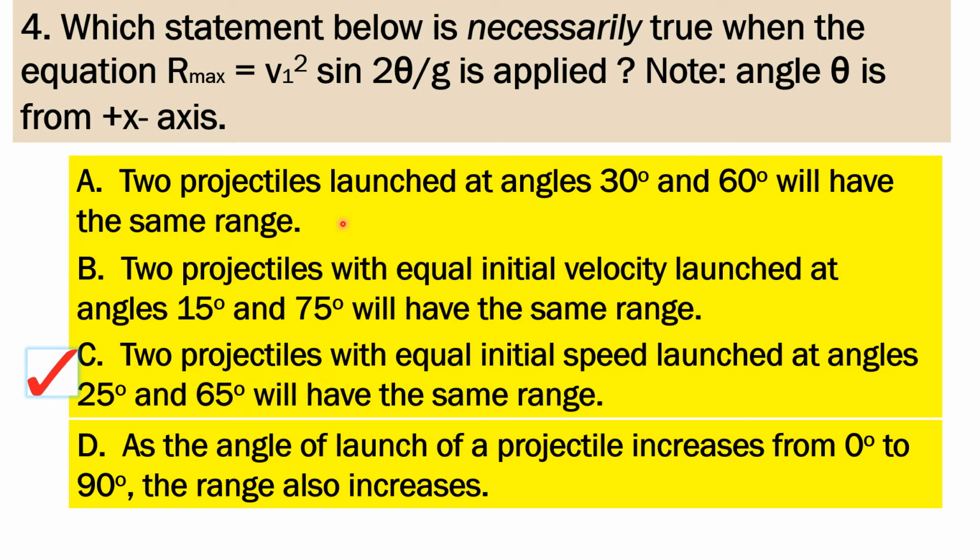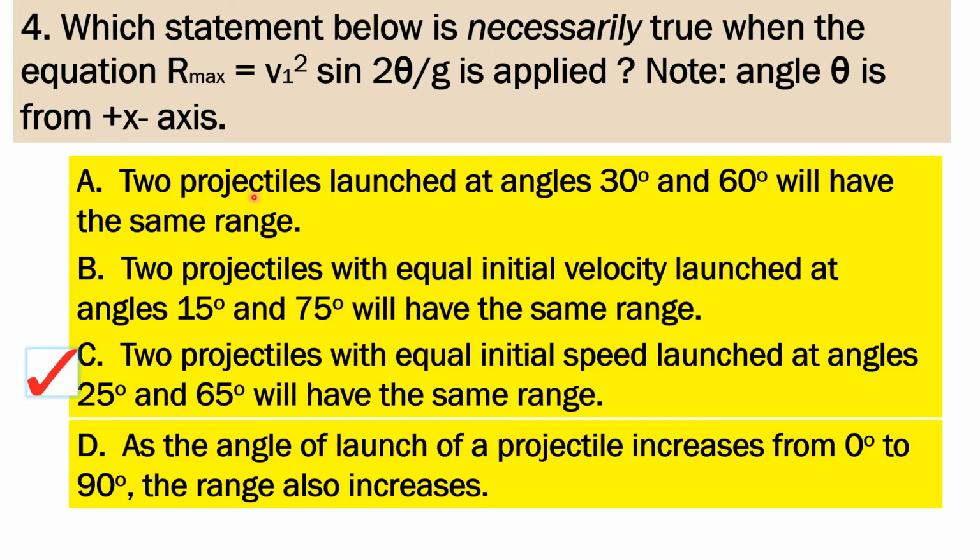So when substituted in the formula, the sine value, for example, of twice the theta 25, that means 50. The sine of 50 degrees is just equal to the sine of 130 degrees. 65 times 2 is 130. So having the same speed, that means their Rmax will be the same. So in short, letter C is necessarily true or correct, but not letter A.